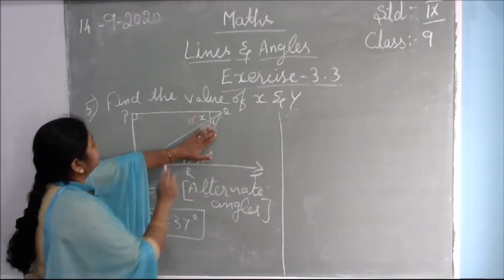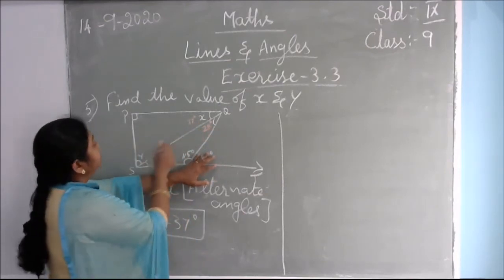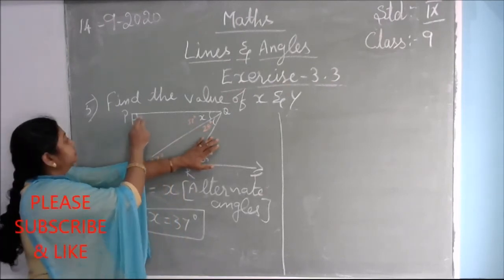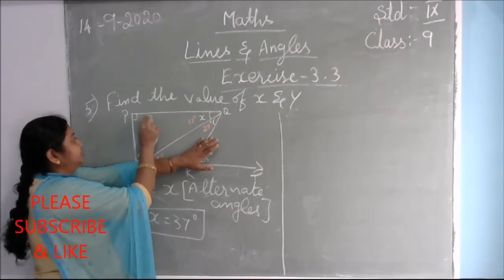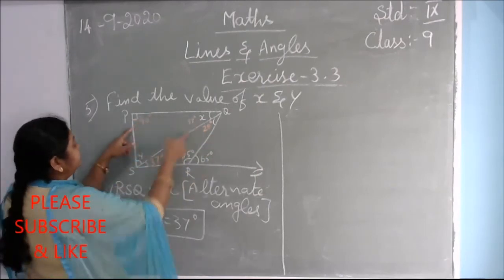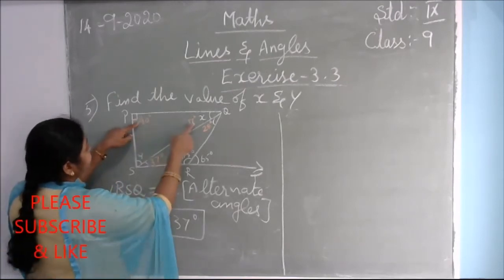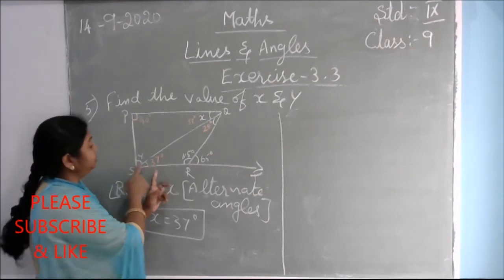Now take this triangle. In this triangle, this is 37 degrees. You have to find the value of Y now. So this is 37 degrees. See how much is this? Any box type they have given, that is 90 degrees, isn't it? So the sum of these three angles is equal to 180 degrees. This angle is 90 degrees and this angle is 37 degrees. So Y will be easy for you to find out.